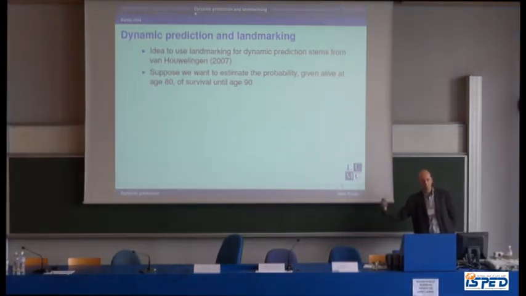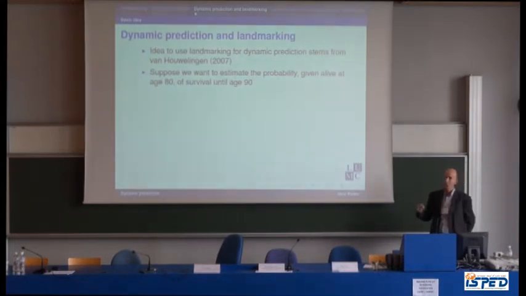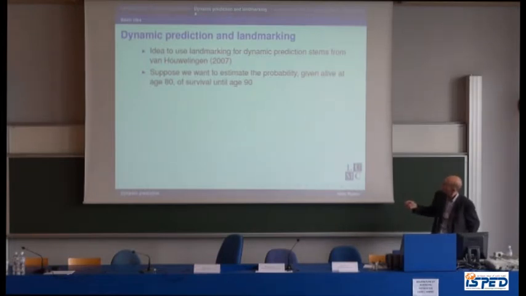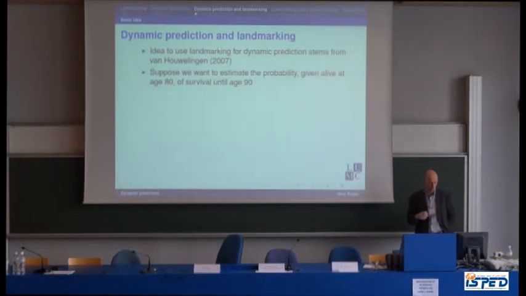I talked about dynamic prediction. Now dynamic prediction by landmarking. This has been proposed by Hans van Houwelingen in a paper in 2007 in the Scandinavian Journal of Statistics. And the idea is actually amazingly simple. So suppose that I want to have someone of age 80, maybe a female, that doesn't really matter, and I want to estimate the probability for someone who's alive at age 80, the probability that this person will live to be 90 years of age.